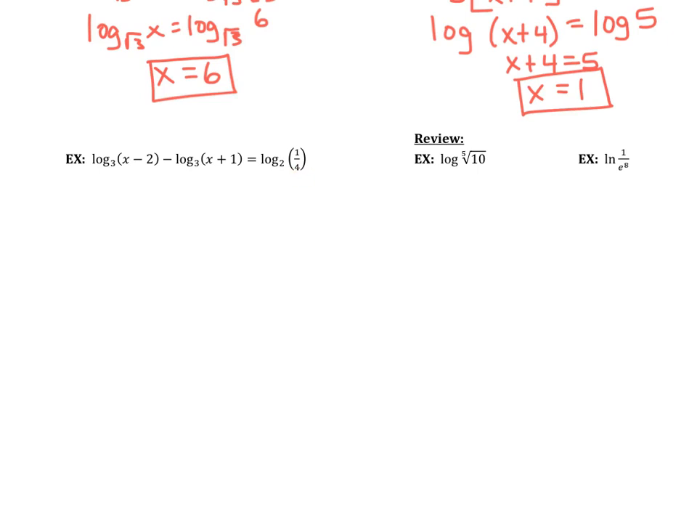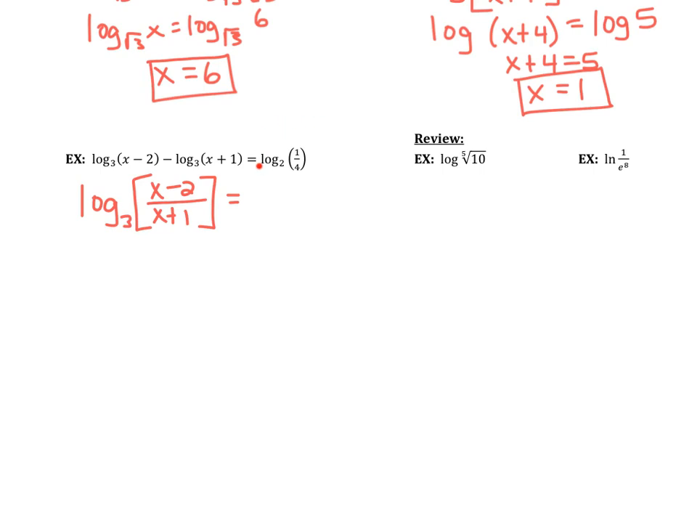On the right-hand side, we have a single log expression, but notice it has a base 2. So we'll come back to that in just a moment. Let's first condense the left-hand side using the log properties that we know. If we have a subtraction symbol, that means we can divide the arguments when we condense. So we've got log base 3 of (x minus 2) divided by (x plus 1). All of that is my argument, and that's going to be equal to log base 2 of 1/4.